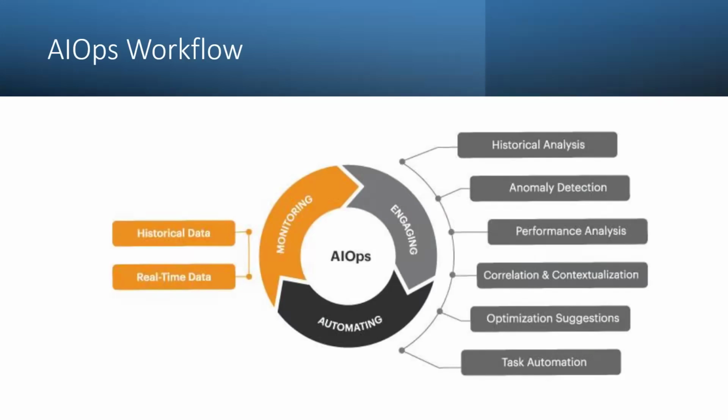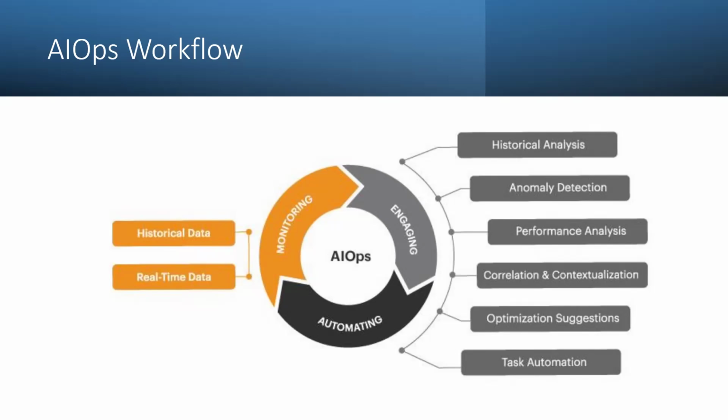This is the AIOps workflow. It all starts with monitoring. Monitoring needs two inputs. One is historical data and the second one is real-time data. Historical data is compared with real-time data so that the system can learn the trends which were there in the historical data and whether these trends are still present in the real-time data or not. So the system learns by comparing both types of data.